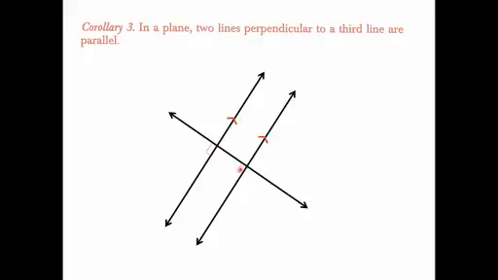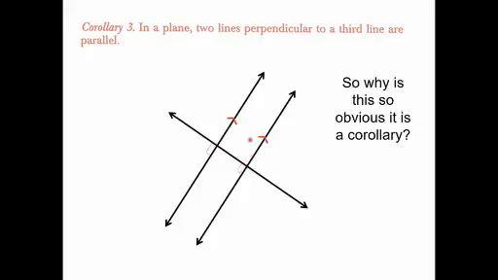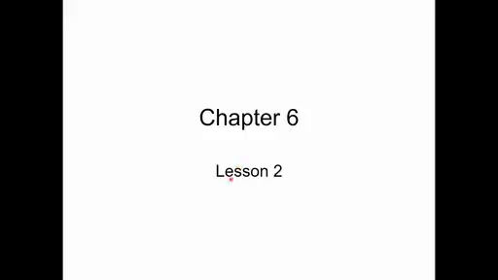So we've got corollary 3 that says two lines, 1, 2, perpendicular to a third line are parallel. And it's obvious because they form right angles which are equal, so equal corresponding angles mean that lines are parallel. So here we go, practicing with these theorems and corollaries from lesson 2.